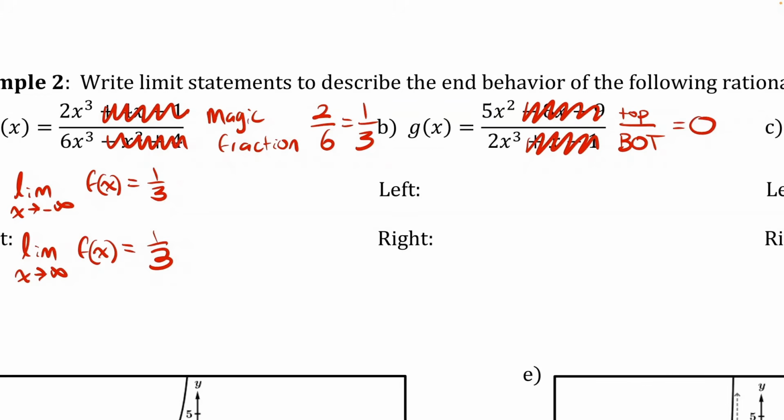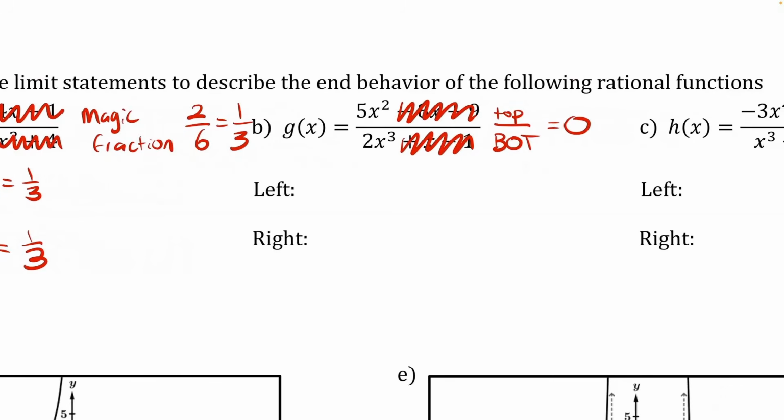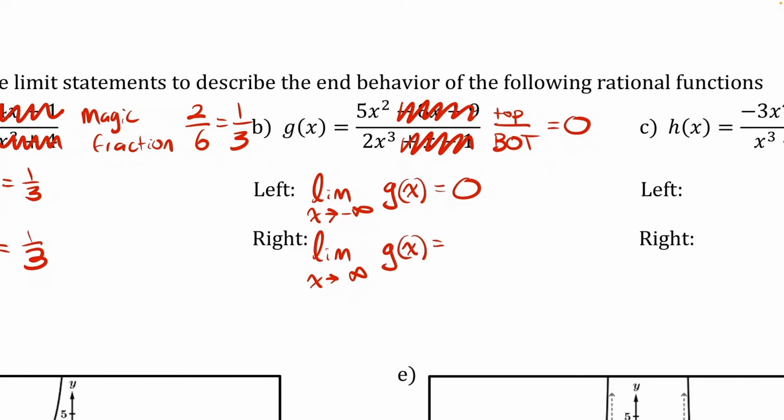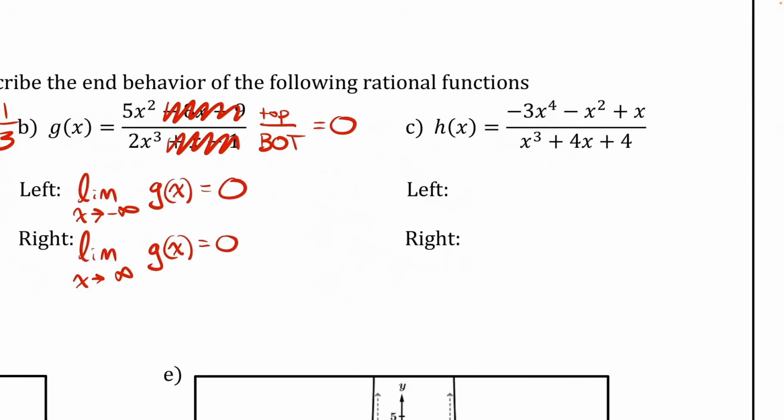So how do I write out the limit notation? The limit as x approaches negative infinity of g of x equals 0. And then what about the other one? The limit as x approaches positive infinity of g of x equals 0. Done. And Saul gets the last one. Well, C, I should say. We have D and E still to go.